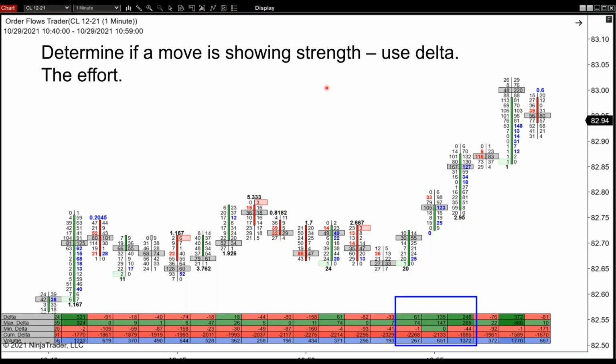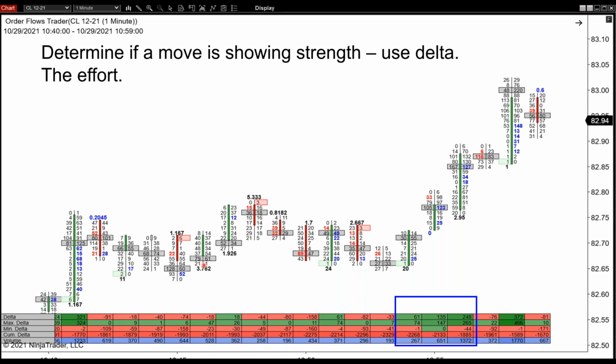Now, determining if a market is starting to show strength, you use delta. So this is crude oil. The market is just going sideways, from 1040 to 1055, 15 minutes doing nothing. It looks like it's starting to sell off here. You've got some negative deltas.